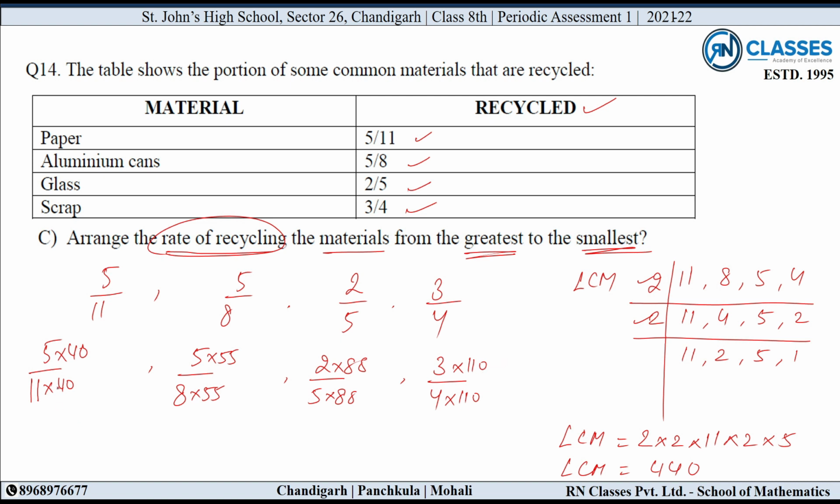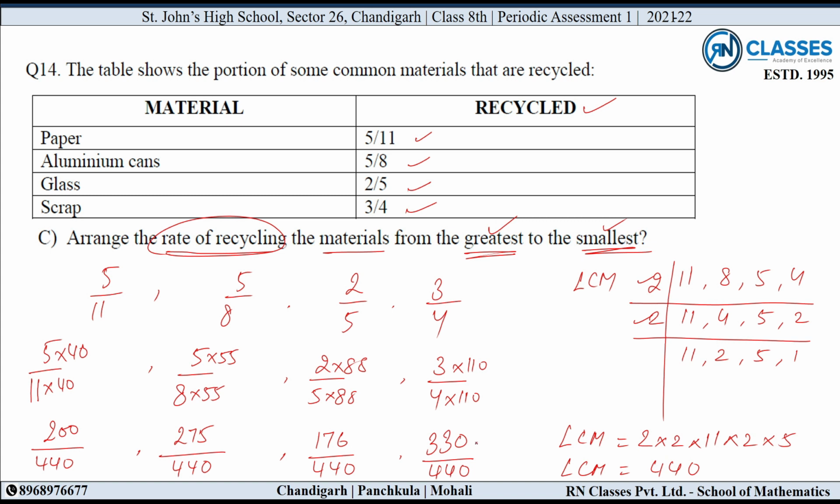So our new numbers would be 5 into 40 is 200 by 440, of course. Next, 5 into 55, it would be 275 by 440. 88 2 times, 176 by 440. The next one would be 3 into 110, it would be 330 by 440. Right? Now, we have to arrange it from greatest to smallest.